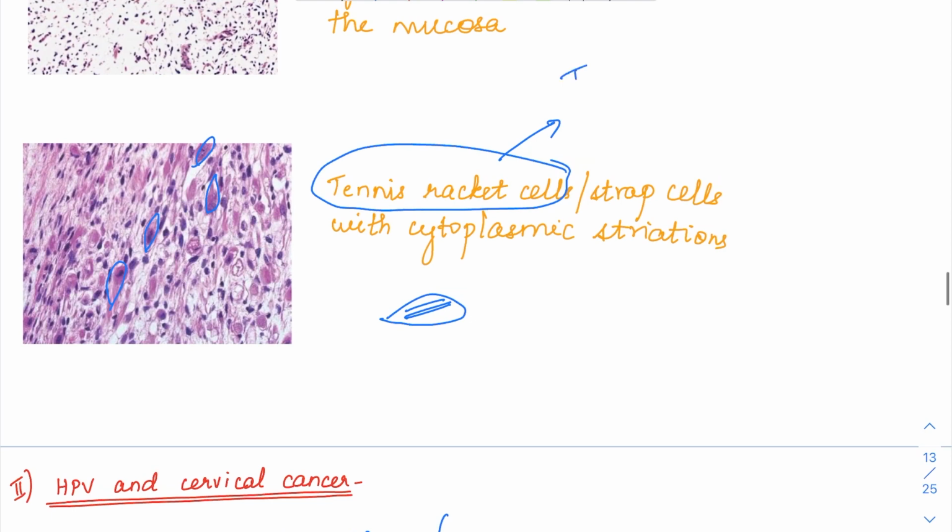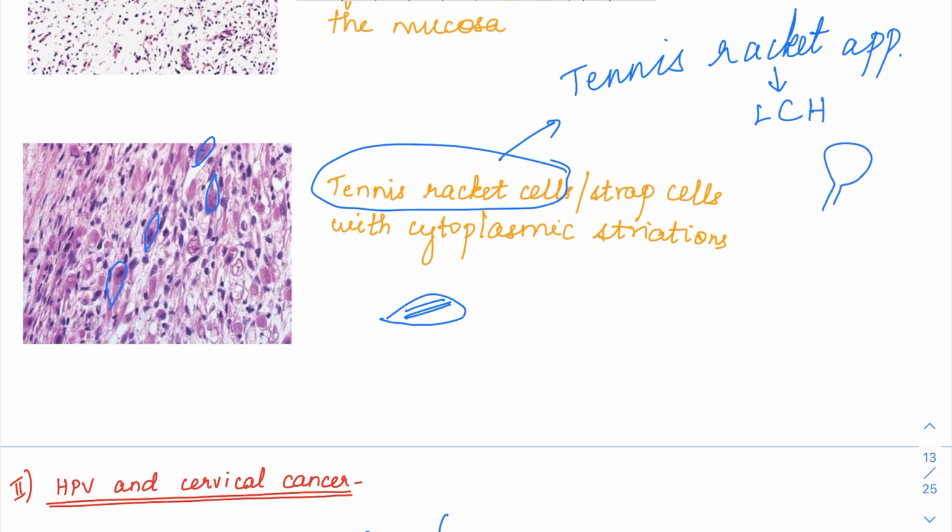So don't confuse it with tennis racket appearance. Okay, tennis racket appearance is different from tennis racket cells. Tennis racket appearance, we see it in Langerhans cell histiocytosis. So Langerhans cell histiocytosis was a histiocytosis lesion, right? So in that you are going to have Birbeck granules. So Birbeck granules will be present in the Langerhans cells, and they'll have this tennis racket appearance, which we see on electron microscopy. Okay. So that is different. So tennis racket cells are present in rhabdomyosarcoma.